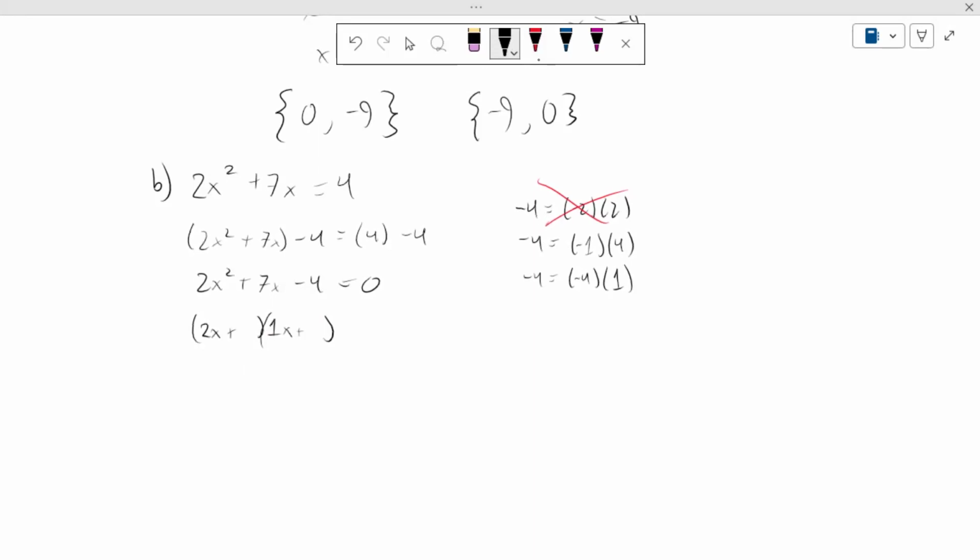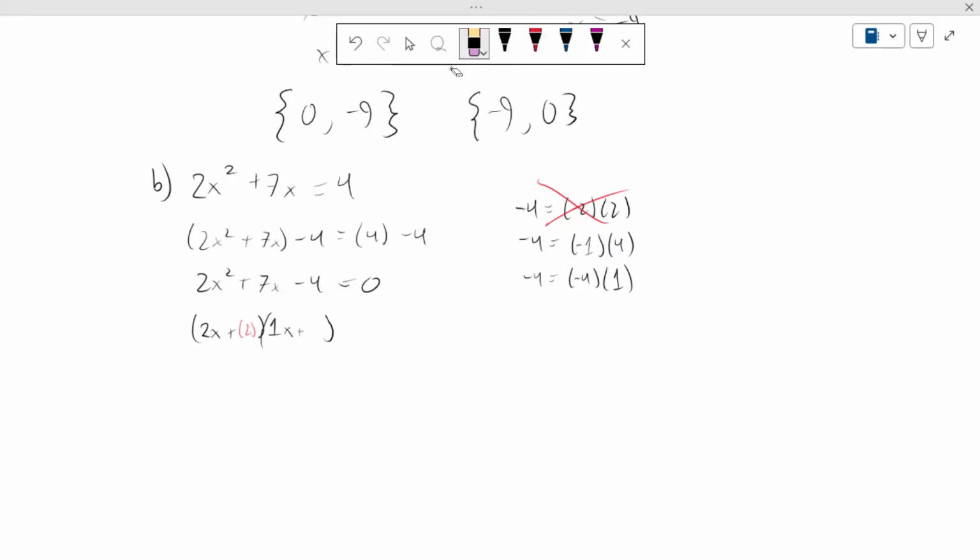So I'll put my plus sign back over here. What if I instead did this as +2 and this as -2? If I try that out now, I still get my 2x squared, I still get my -4, but now I get 2x times -2 is -4x. I get 2 times 1x is 2x. I get -2x, which is still not 7x. So that still didn't work.